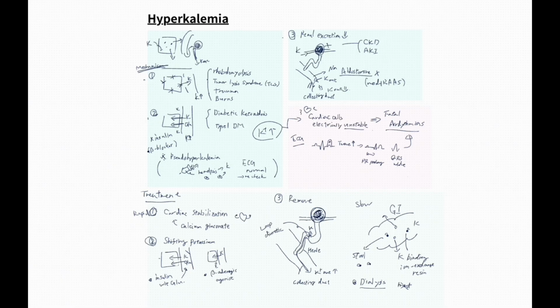In summary, hyperkalemia develops through three main mechanisms: potassium release from damaged cells, impaired potassium shift into cells, and reduced renal excretion. Its danger lies in its profound effect on cardiac conduction. Treatment follows three essential steps: protect the heart, shift potassium into cells, and remove potassium from the body.